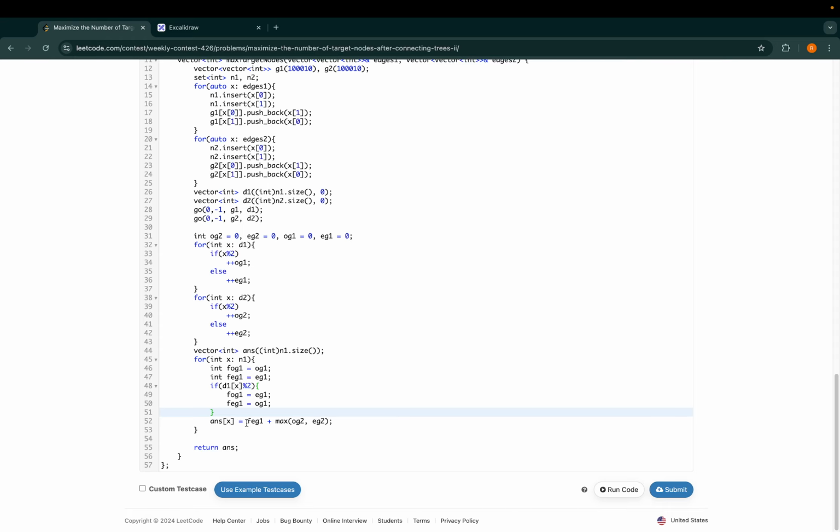So answer of X would be the number of final evens, right? Because we are interested in only the evens in graph 1, and the maximum of odds and evens, right? Because we don't care what node we connect to in graph 2, because we can always flip the parities and we can just take the maximum of them, right? So that would be my maximum number of even parities in graph 2. And then we just return the answer.